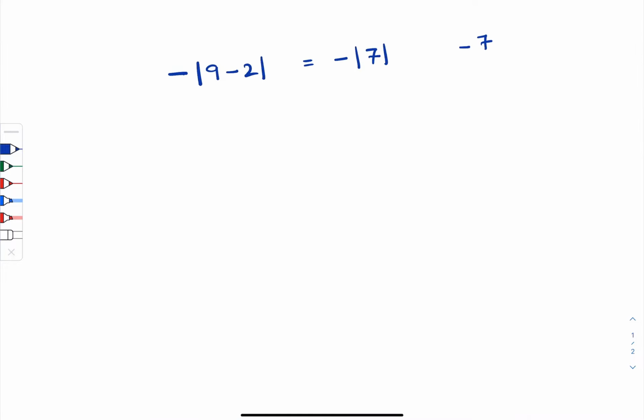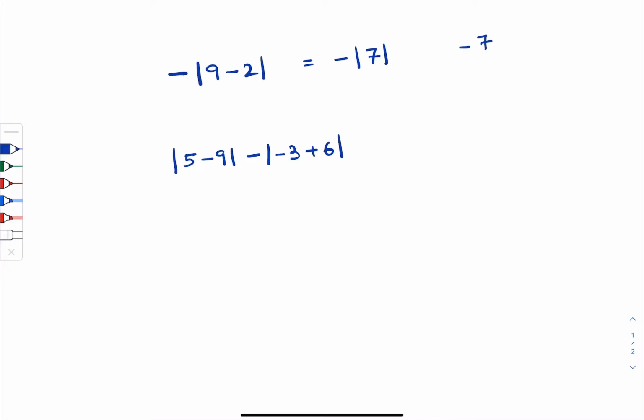Again, pause the video and try doing these problems by yourself, and then you can unpause it to see if you're on the right track. Here's another one. This one is a little more complex than the previous problems. You have the absolute value of 5 minus 9, minus the absolute value of negative 3 plus 6.